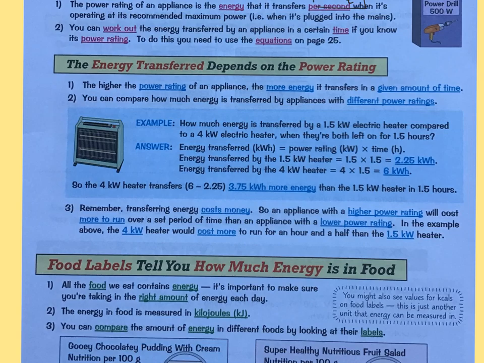So this is actually just using those equations again. So as you can see, how much energy is transferred by a 1.5 kilowatt electric heater compared to a 4 kilowatt electric heater if they're both left on for 1.5 hours. So it's just back to what we used before. Energy is power multiplied by time. So energy transferred is 1.5 kilowatts multiplied by 1.5 hours. That's 2.25 kilowatt hours. It's just the same equations you used last time. The 4 kilowatt heater, so it's 4 kilowatts is the power multiplied by the 1.5 hours time equals 6 kilowatt hours. And as you can see, you can now compare the two very easily.